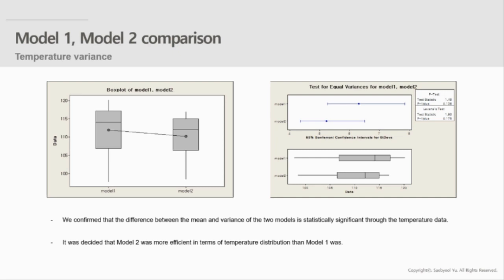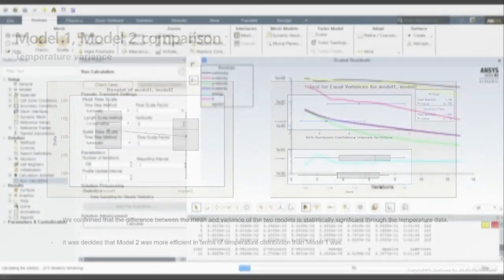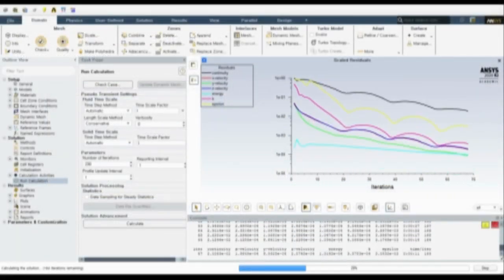Looking at the box plot on the left, it can be said that the temperature of Model 1 is distributed higher than that of Model 2 and the variability is large. Also, if you look at the variance plot on the right, it can be judged that Model 2 is suitable because the variance of Model 2 exists in the smaller section and the distribution of the variance is small. Finally, this is the ESS coolant model we designed.